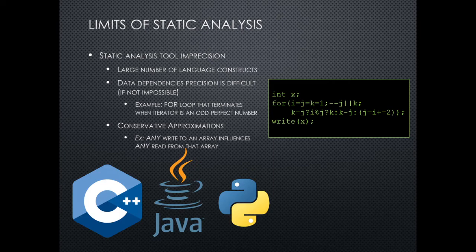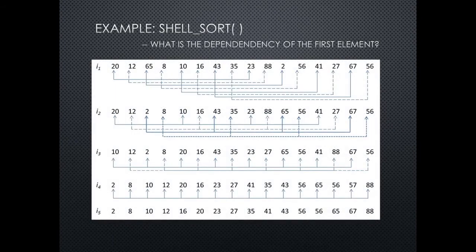Another example of approximations that these static analysis tools will make involves things like an array. Any writing to an array could potentially influence any reading from that array, and any of the elements could potentially be affected. In this example, I'm showing you the function shell sort.